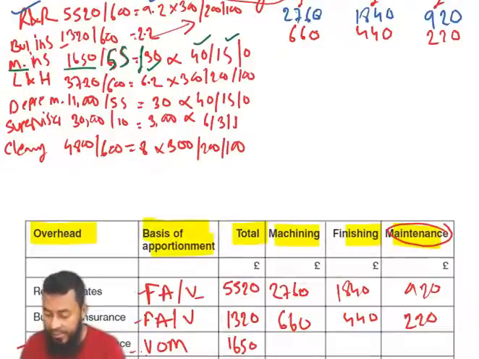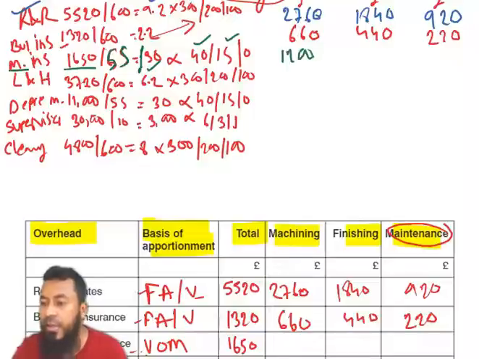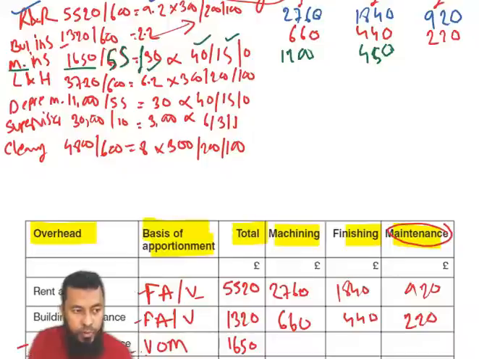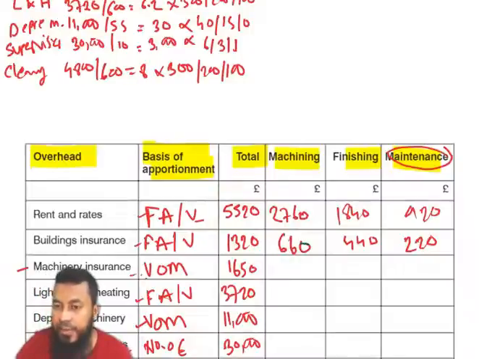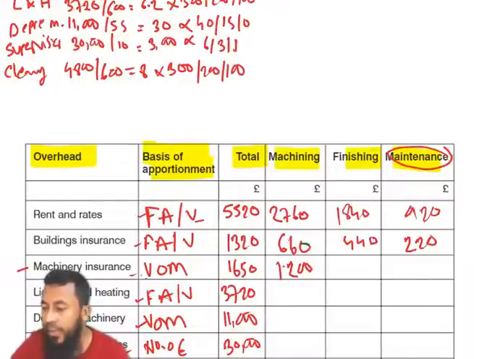So 30 times 40, I get 1,200 for machining, and 30 times 15, I get 450. So 1,200 and 450. Let me take the red color pen. 1,200 and 450.